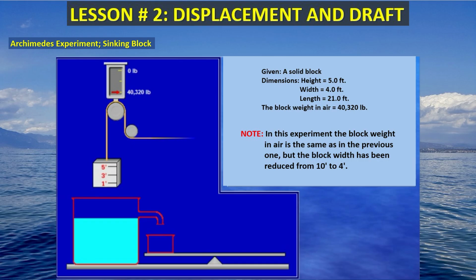The block weight in air equals 40,320 pounds. Note, in this experiment, the block weight in air is the same as in the previous one, but the block width has been reduced from 10 feet to 4 feet. Let's see what happened after lowering the block.